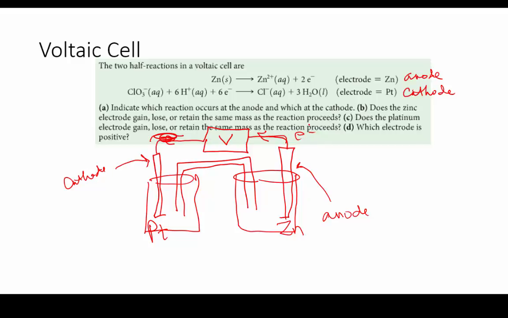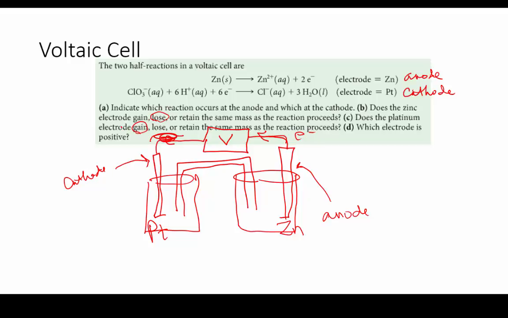All right, so the question wants to know which reaction occurs at the anode and which at the cathode. We did that already. Now they want to know if the zinc electrode gains, loses, or retains the same mass as the reaction proceeds. Well, in the zinc reaction, I start out with a solid zinc for my anode, and I can see that it's forming ions, which means that this is breaking down the solid zinc and making ions. So the zinc is going to be losing mass. So if that one loses, that means the platinum has to be gaining the mass.